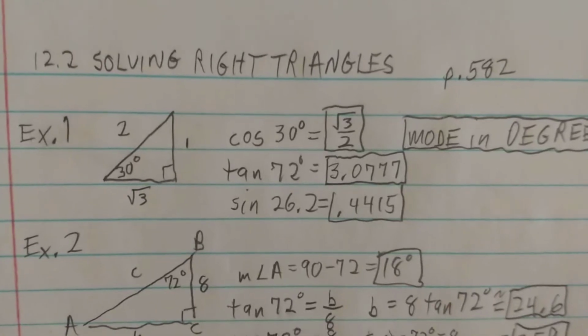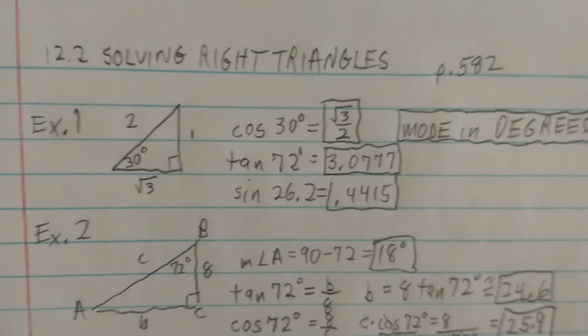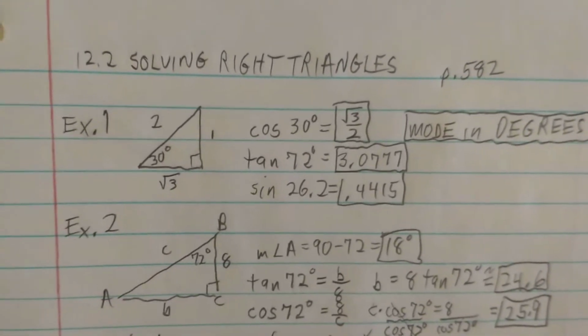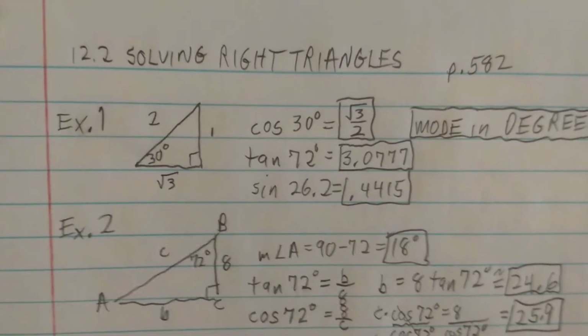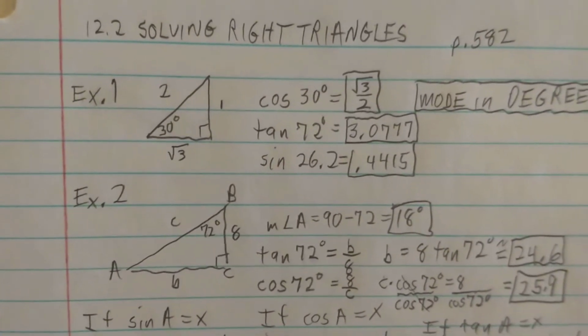Geometry class. This is Wednesday 4:15 and this is 12-2, solving right triangles, which is on page 582. This one looks like it'll be a little shorter than the ones we've done, so that's nothing wrong with that.